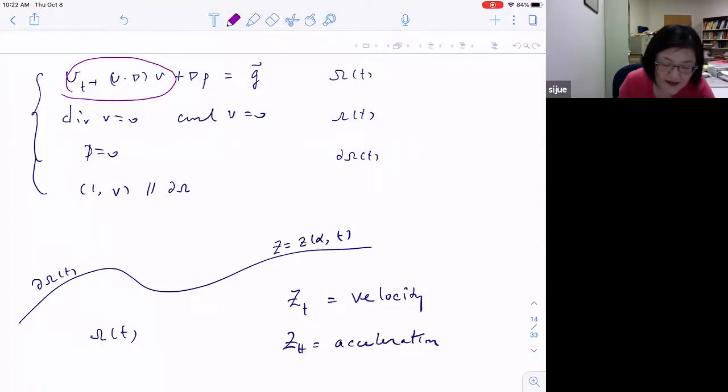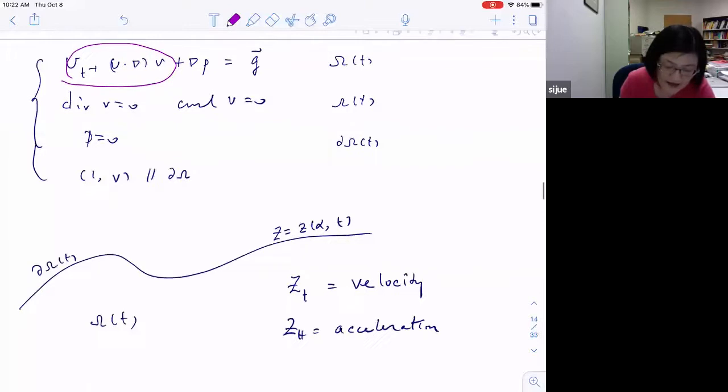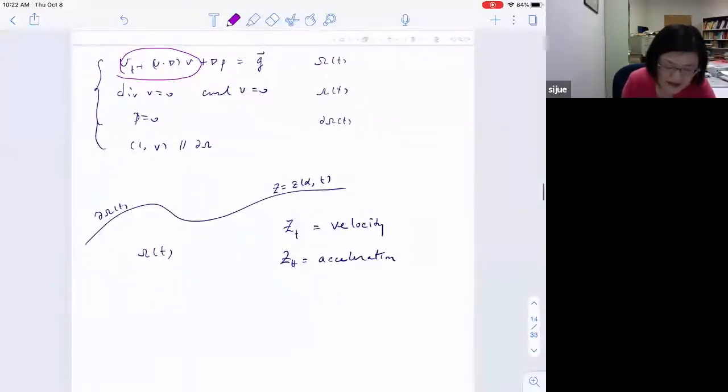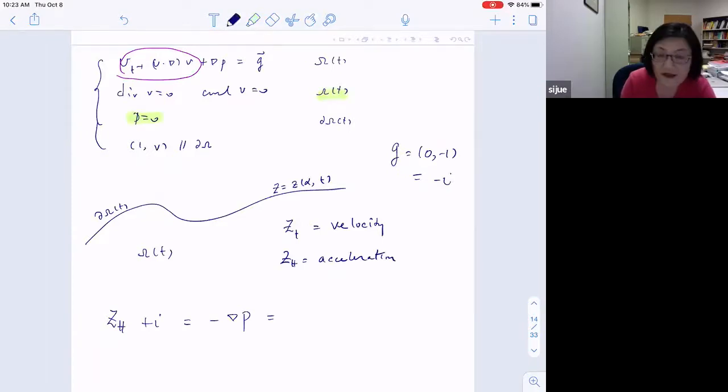So we just write the equation on the boundary. Okay, so the acceleration, I just circled it. So we can write z_tt, and the gravity. If we use complex variables, g is (0, -1), so this equals minus i. So we move the gravity to the left-hand side and move the gradient p to the right-hand side, okay. But we also know p equals 0 on the boundary, which means gradient p is perpendicular to the fluid boundary, right?